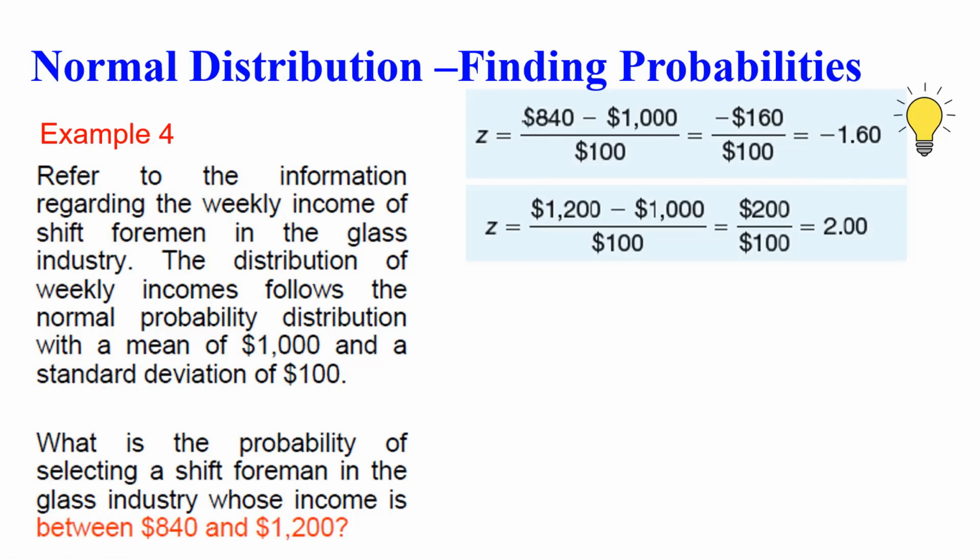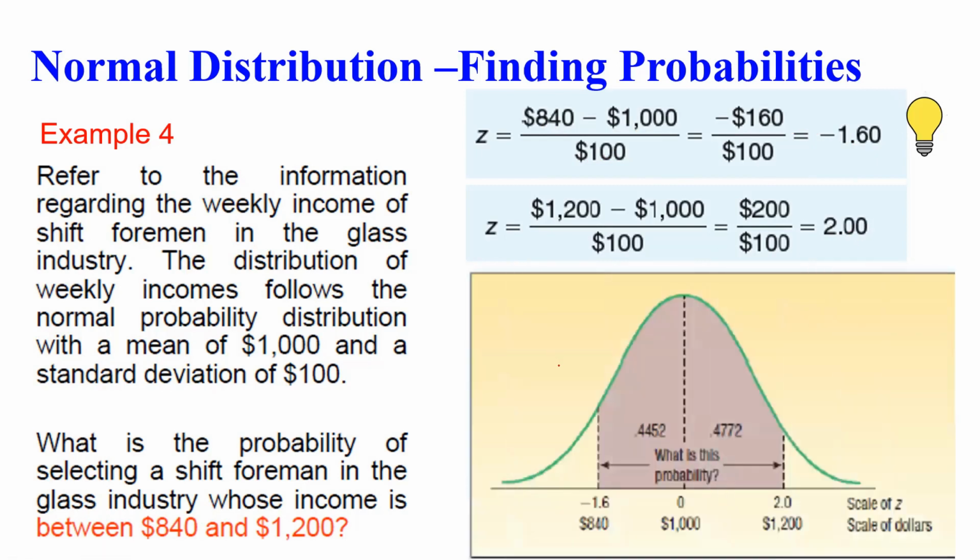These are other questions. They want to calculate between 840 minus 1,000 divided by 100, so you get minus 1.6, and 1,200, so the z-score value is 2. You can calculate it this way as well. Just write the formulation: P(Z less than 2) minus P(Z less than minus 1.6). Then you will get the shaded regions.